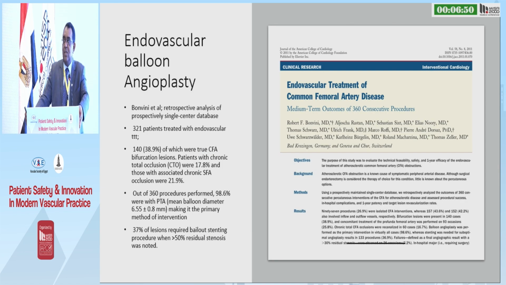So let's look at the endovascular data. There are some medium-term outcomes from a good number of procedures, 360 procedures, Bonvini and his colleagues in a retrospective analysis. They were doing balloon angioplasty, and that's an interesting thing. They were not stenting routinely, but they had a very high bailout stenting rate of about 37%. And I think that was one of the weaknesses. So the evidence there is if you are going to treat endovascularly, balloon angioplasty on its own is unlikely to be enough for most patients.